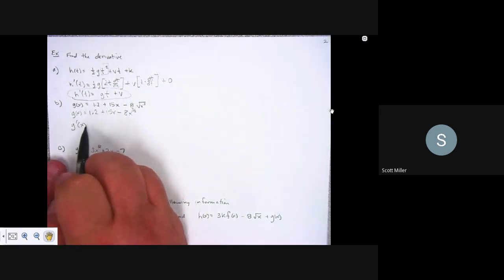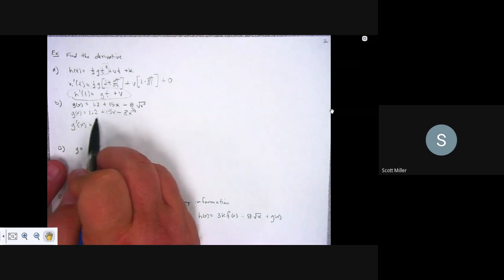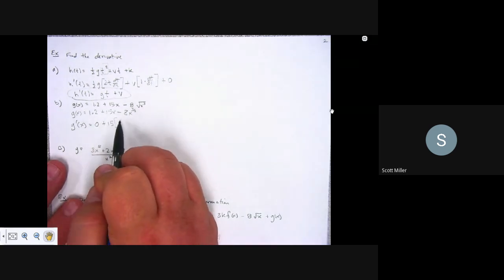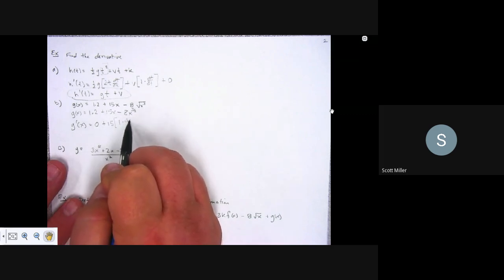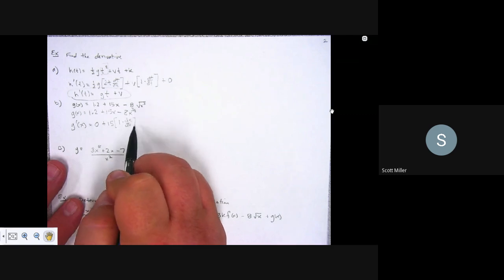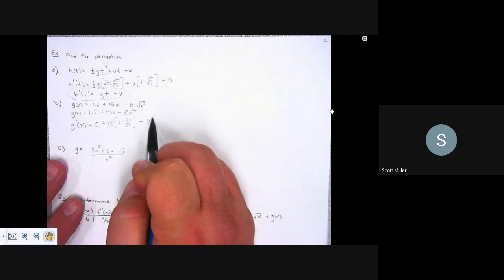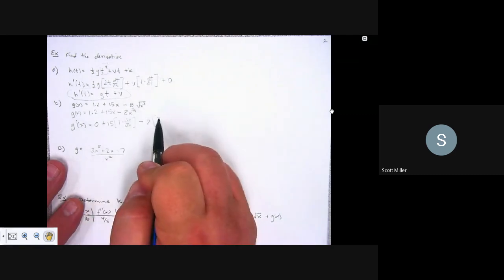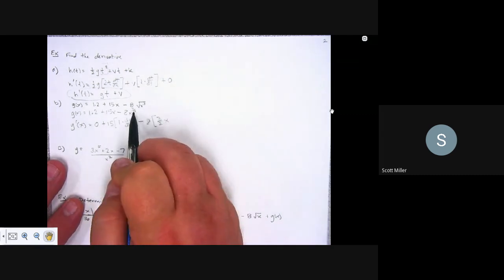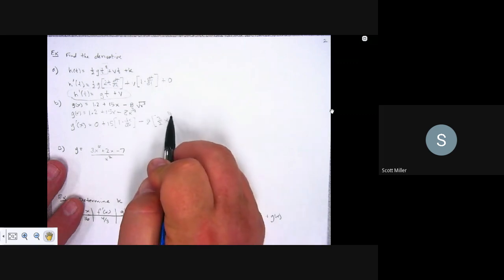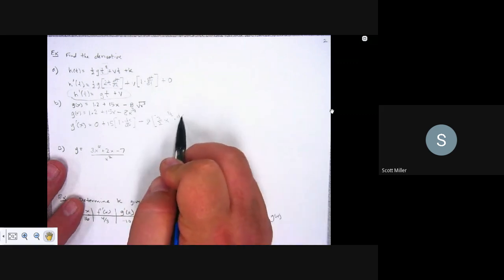G prime of x, 1.2 is a constant, so that would be 0. This is just a constant times x, so it's going to be 15 times the derivative of x is 1 times dx dx, minus constant is 8. Take the derivative of this power rule right here, so it'll be 3 over 2 x, lower the power by 1. So that gives me 1/2. And then times dx dx.